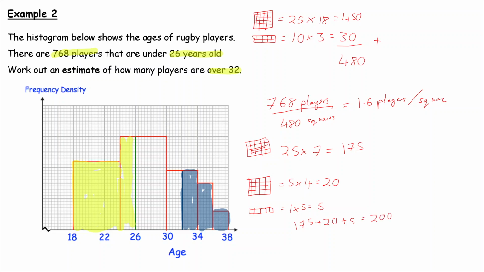And there's 1.6 players per little square, and I've got 200 squares here. So to find out how many people are above 32, I can do 200 multiplied by the 1.6. And that's going to give me my final answer, which is equal to 320 people. Okay, so that is my final answer. Let's keep that in yellow for our final answer.